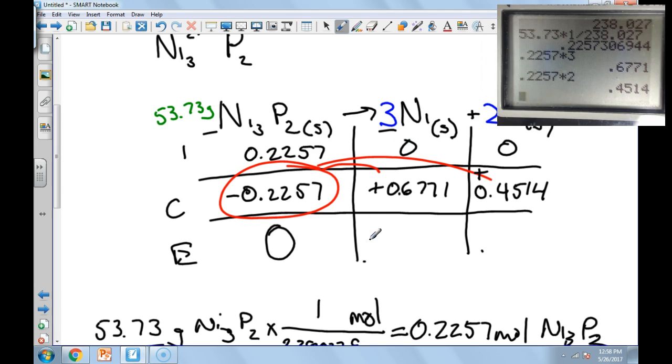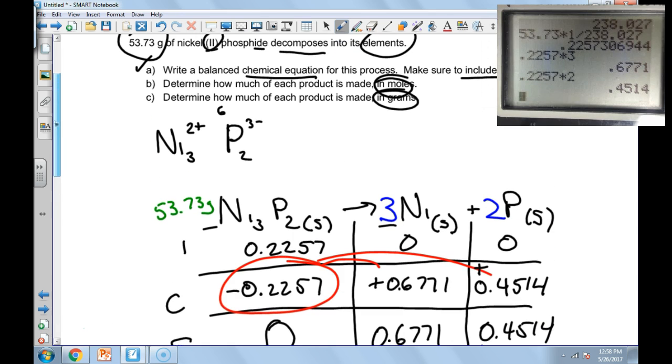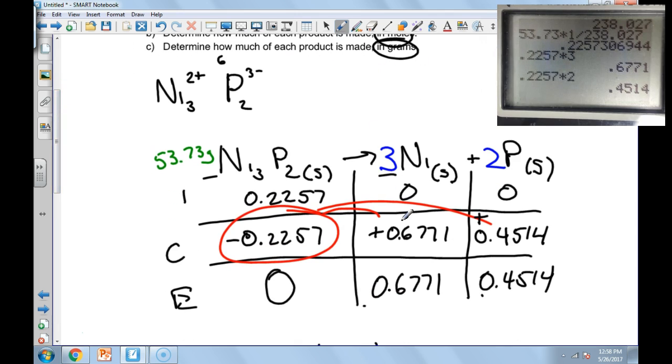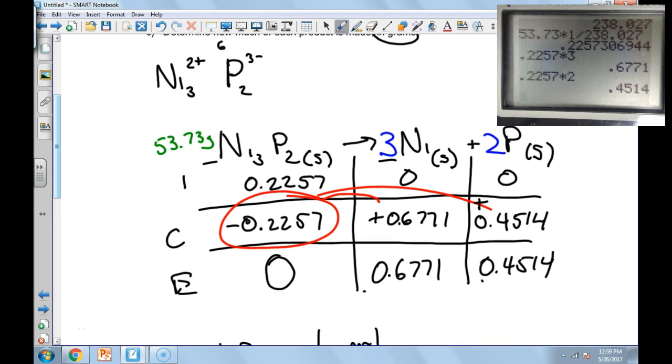So this is 0 plus that, 0.6771, 0 plus that, 0.4514, and so now we've in essence answered part B. We need to do part C here because we want to convert to grams. Well, how do we convert to grams? We use the molar mass.